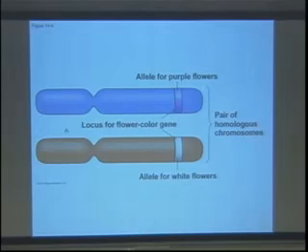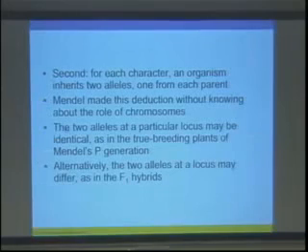A true breeding purple flower would only have the purple allele on its chromosomes, and a true breeding white flower, all the cells would only have the white allele. And then he said that for each character, an organism inherits 2 alleles, one from each parent. This was an important insight that came from the numbers, that an organism actually had 2 alleles for each locus, one from each parent. He figured this out without knowing anything about chromosomes or what was inside a cell. This was purely analyzing the data of the phenotypes that he got.